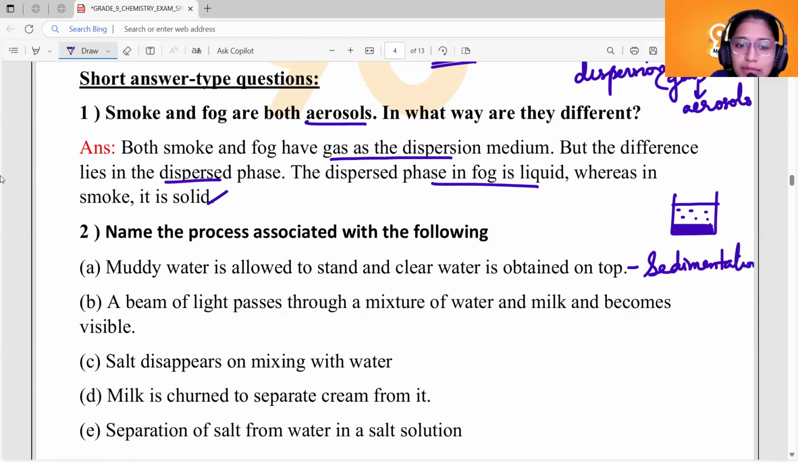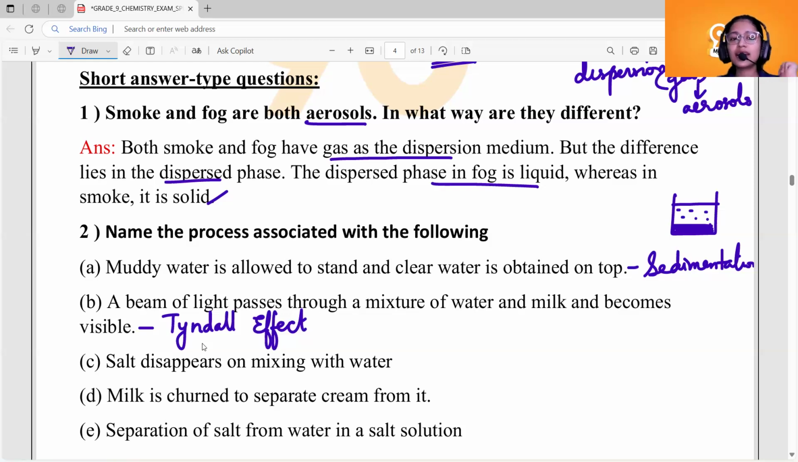A beam of light passes through a mixture of water and milk and becomes visible. Where have we studied this before? You remember we studied it with an experiment, right? I showed you an experiment where you took milk in a glass of water, passed light onto it, and what happened? Light did not pass through the other way. Instead, milk got illuminated, meaning the path of the light inside the colloid became visible. So this process or this phenomenon is called the Tyndall effect.